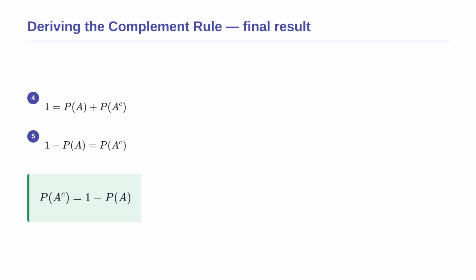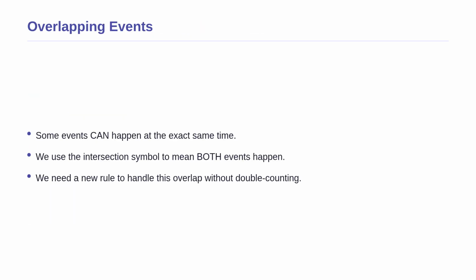To find the formula for the complement itself, we simply subtract the probability of A from both sides of the equation. This gives us our final proven formula. We now know exactly why the complement rule works, built entirely from our starting axioms. So, we have proven the complement rule.